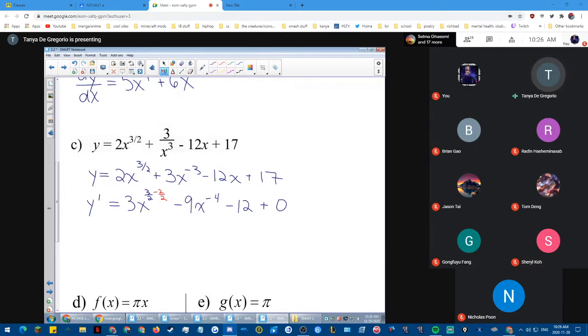Okay, we've got to clean this up now. My first term, so I have 3 over 2 minus 2 over 2, and so this is equal to 1/2. And no, you do not need to show that step. Cool?